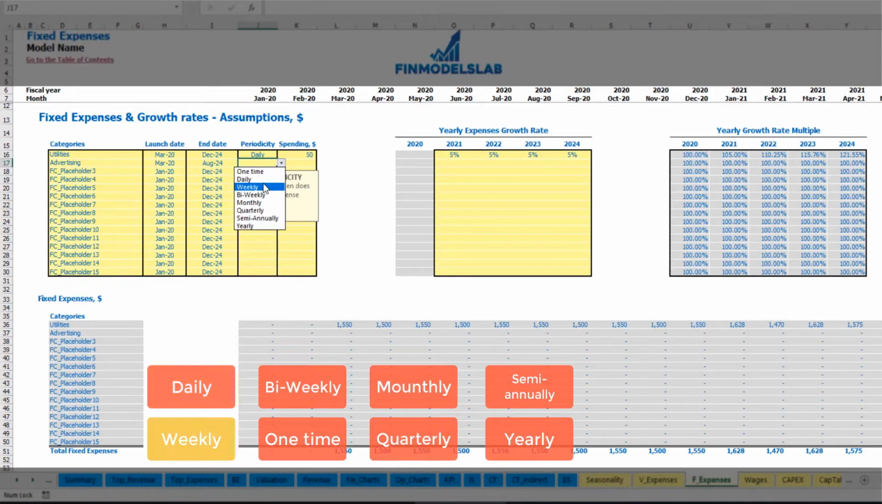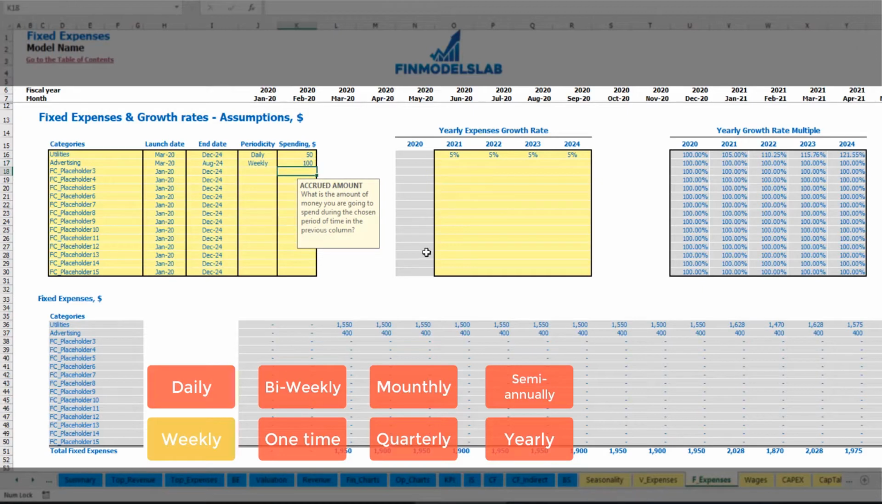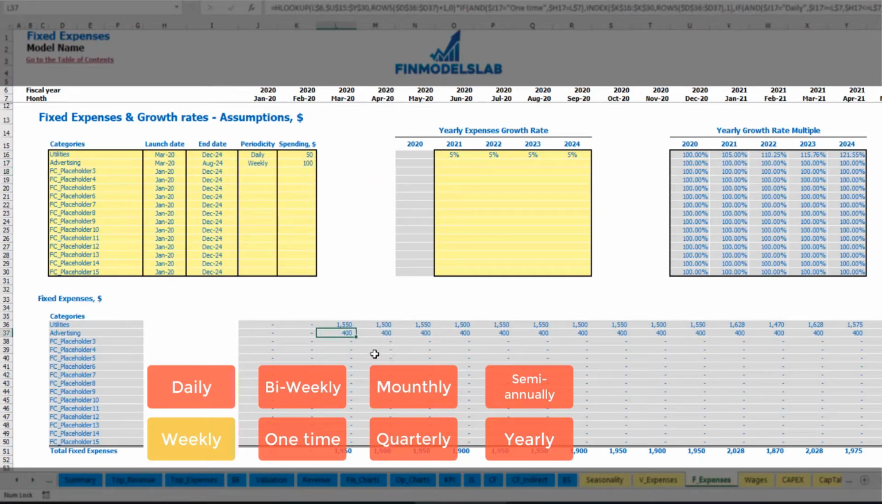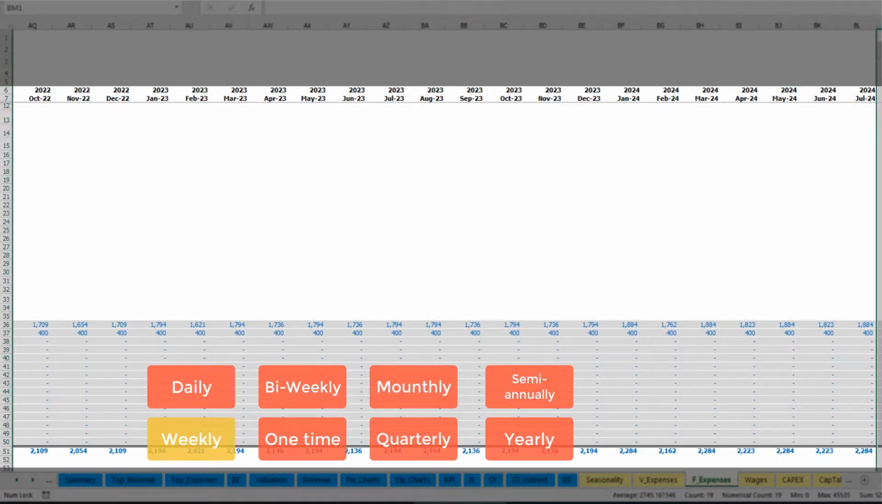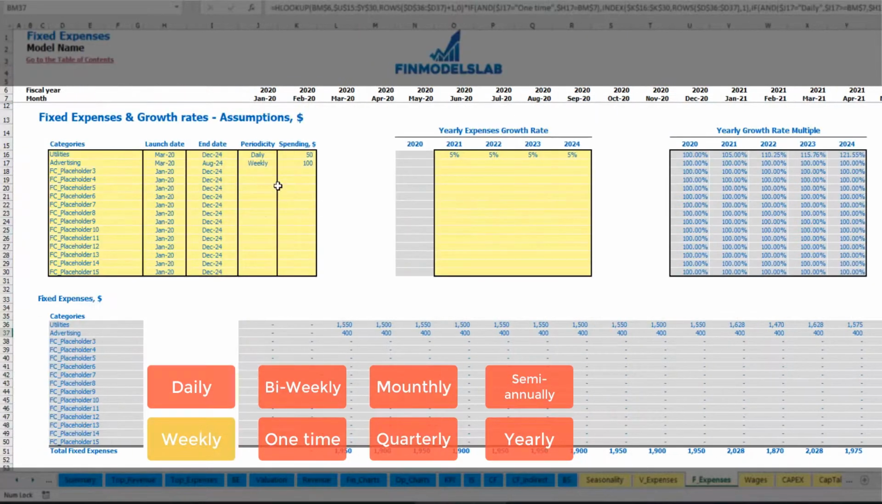This will be on a weekly basis with an amount of $100 without any growth. So starting from March till August 24 you have $400 per month, which is 4 weekly payments each month. And that's it.